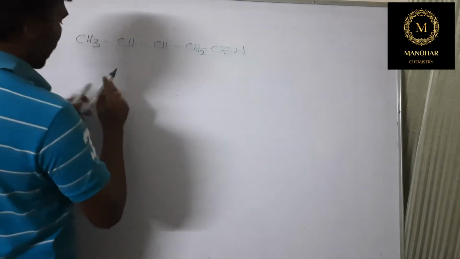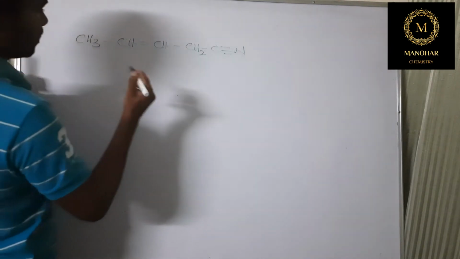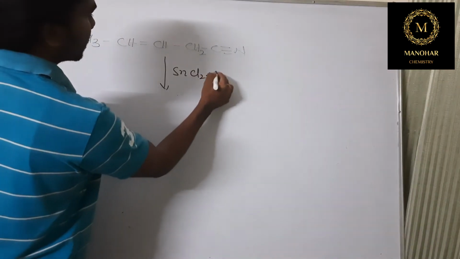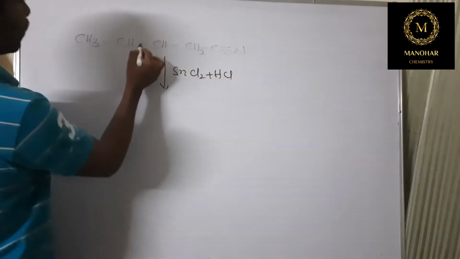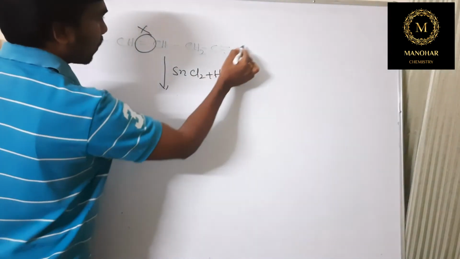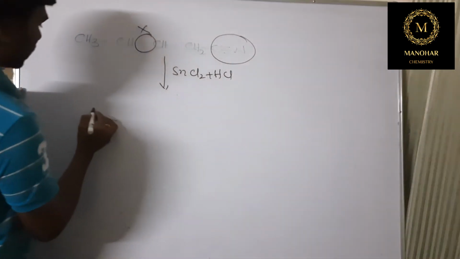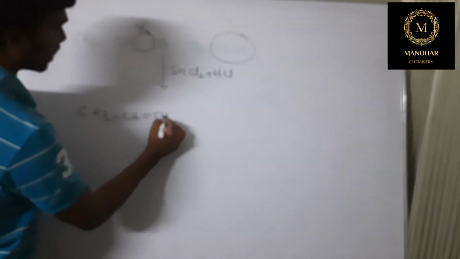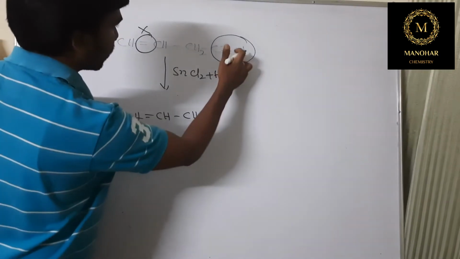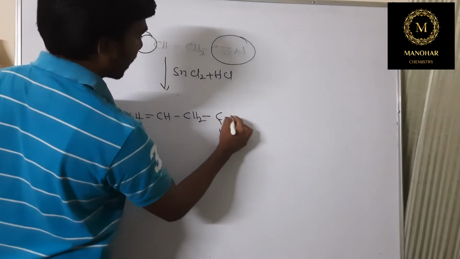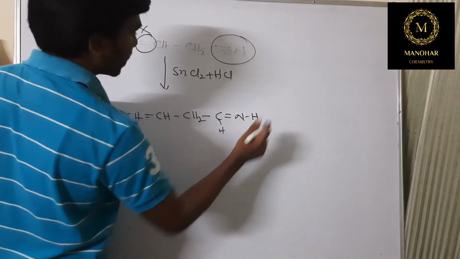So now if I am adding SnCl2 and HCl for this one, it is not going to change the double bond. It is going to work on only the cyanide group. So what is the job of this one? CH3 CH double bond CH and CH2, and it is going to convert this nitrile into what? Imine. So CH double bond NH will form.